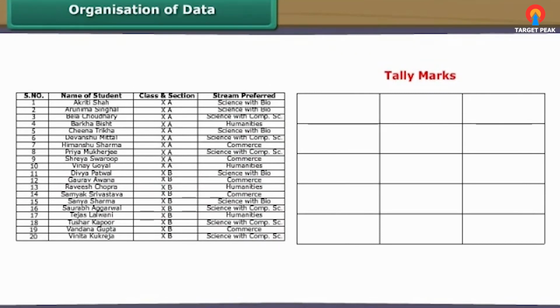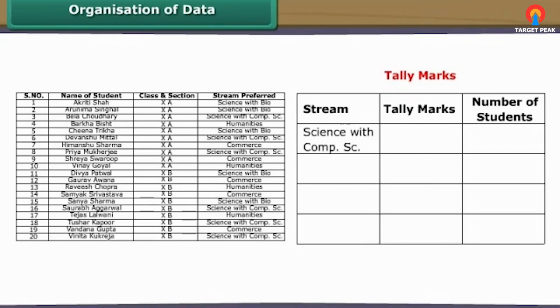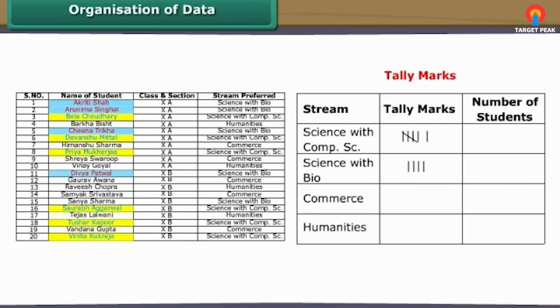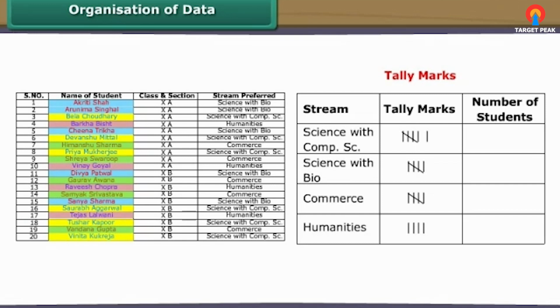We use tally marks to organize data. Let us learn how. Consider the data collected by Sheetal on the stream preferences of class 10 students. Make 3 columns: streams, tally marks, and number of students. Specify all available streams under streams one by one. Under tally marks, denote a student with a preference for a particular stream by a tally mark against that stream. Indicate every 5th student preferring a particular stream by a slanting line crossing the previous 4 tally marks. Now count the tally marks against every stream and record it under number of students.